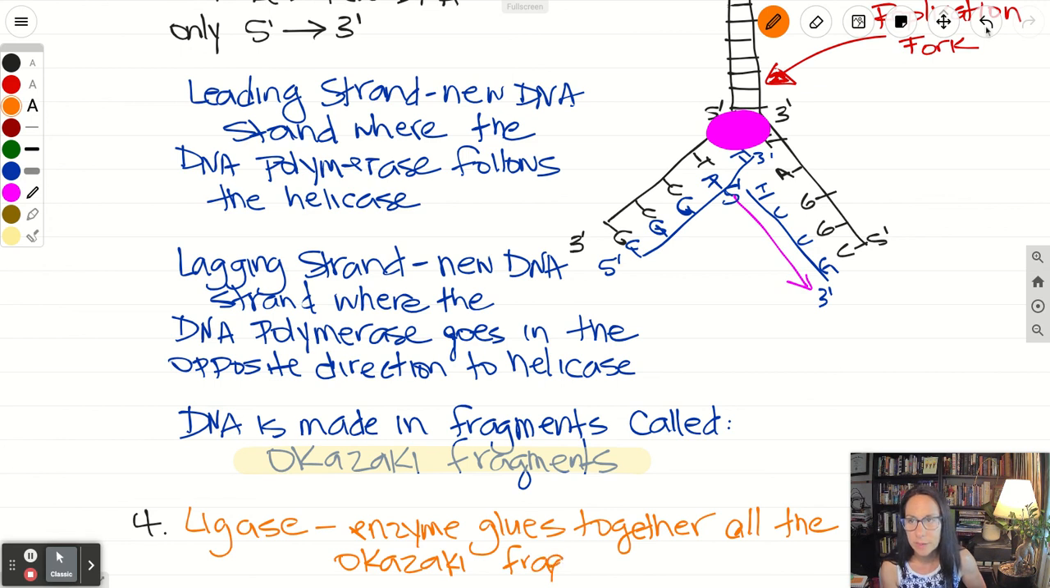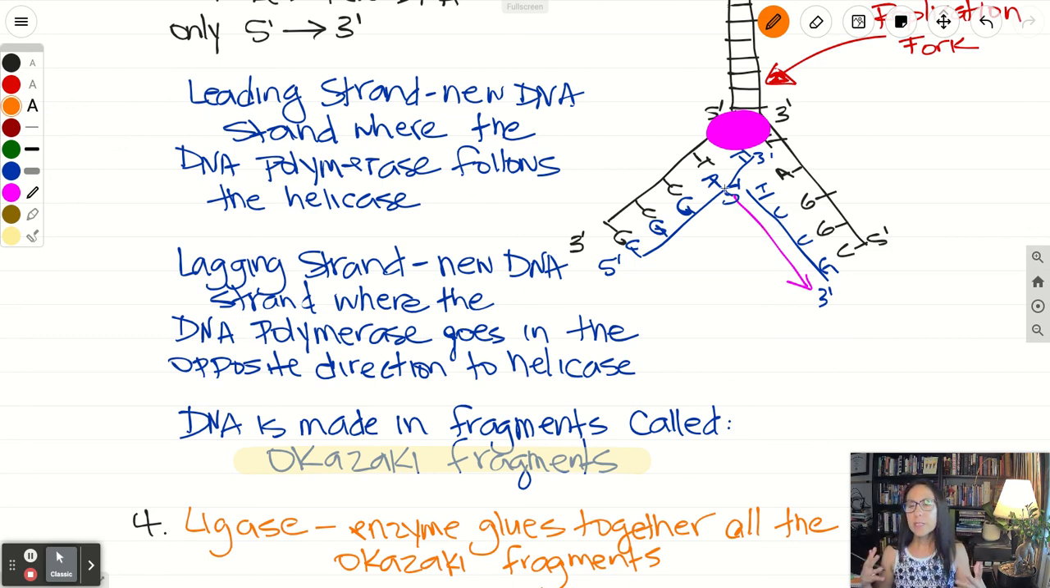The last point that I want to make is that, as you can see here, we start off with one DNA molecule, and now we end up with 2, and they're identical. But half of this molecule is old and half is new. And in this molecule, half is old and half is new.